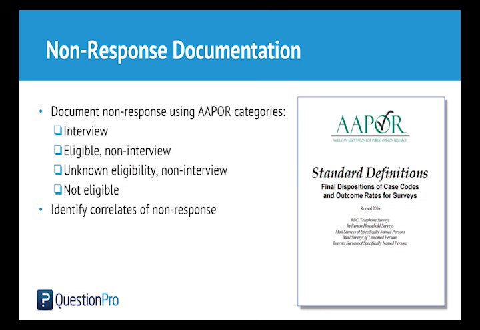And so one of the first things that we would suggest is that you use AAPOR categories. That's the American Association for Public Opinion Research. And they have published a directory, and this is easily accessible on the web. You can find this document very, very quickly just by Googling this. And they have 4 categories that are included in their guidelines.